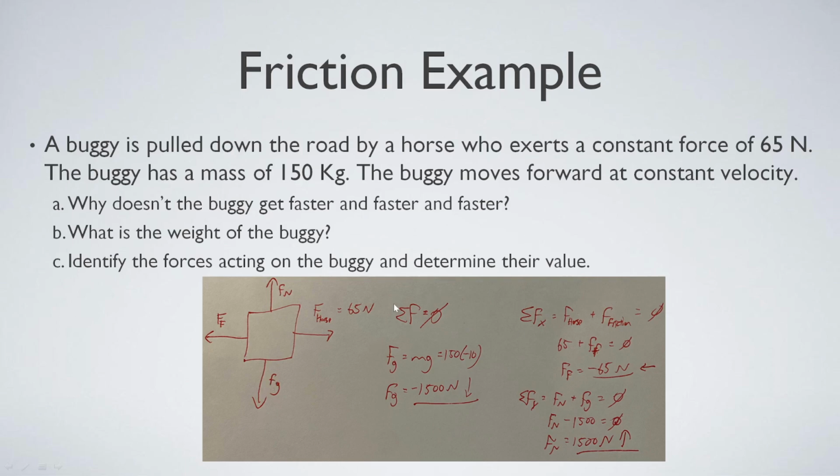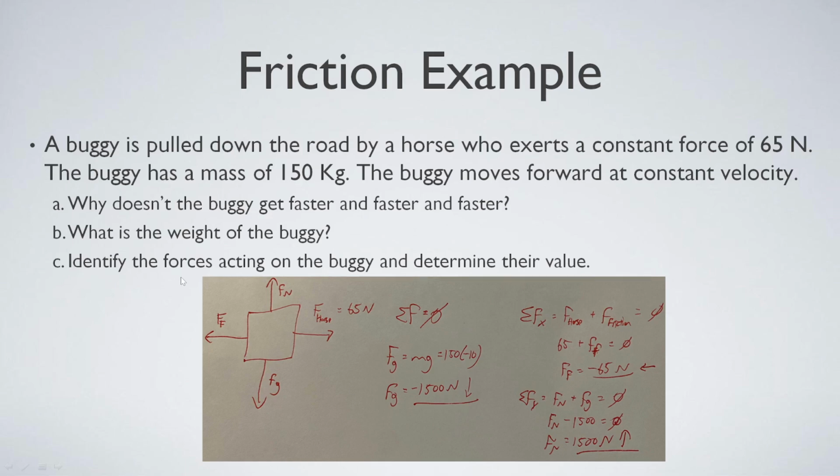So mathematically, since we're moving at constant speed, we can again determine that net force must equal 0. And the buggy doesn't get faster and faster because net force equals 0. That means that there's a force of friction canceling out the horse force forwards. The next question is, what is the weight of the buggy? We can find that the same way we found the weight of the last couple of items. Weight equals mass times g, so 150 kilograms times negative 10 meters per second squared. This buggy would weigh negative 150 newtons downward.